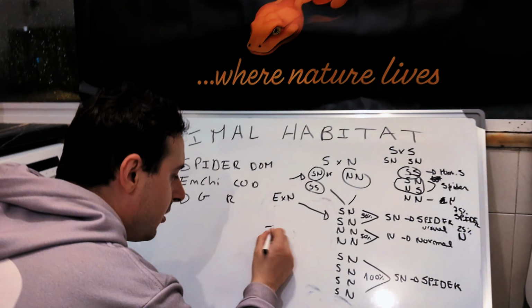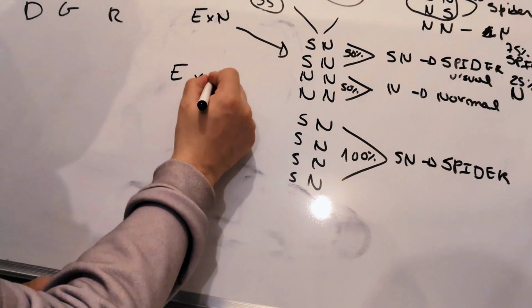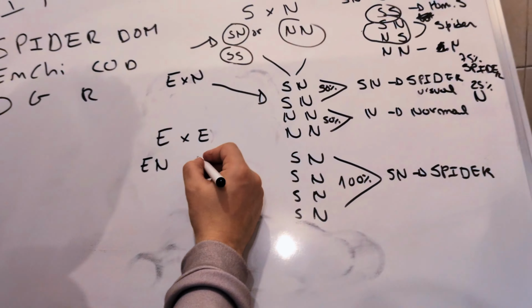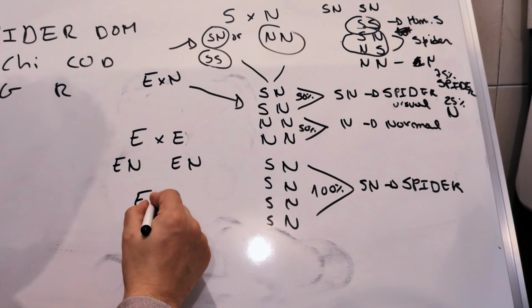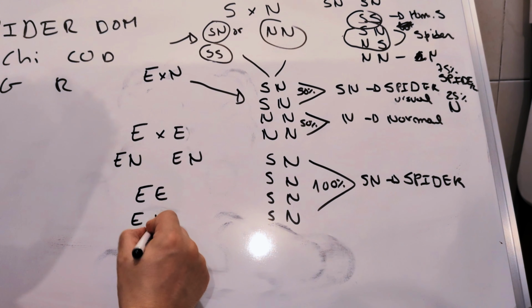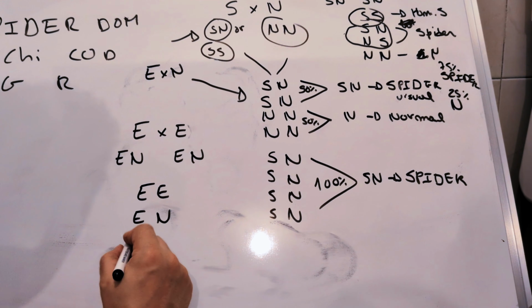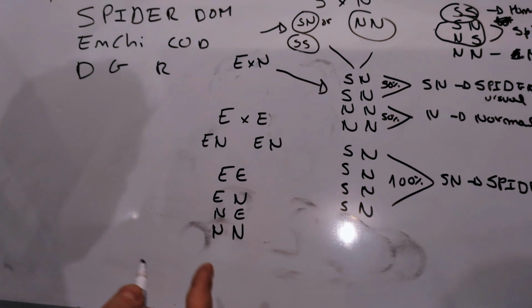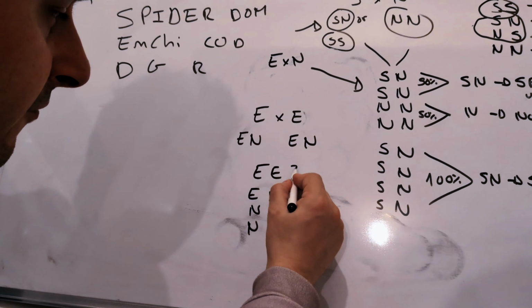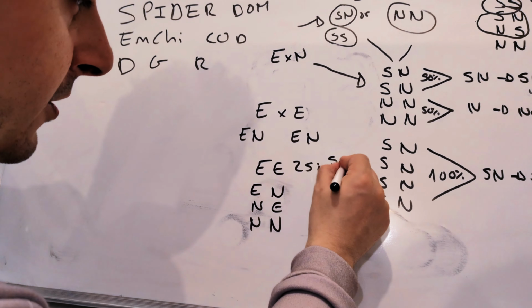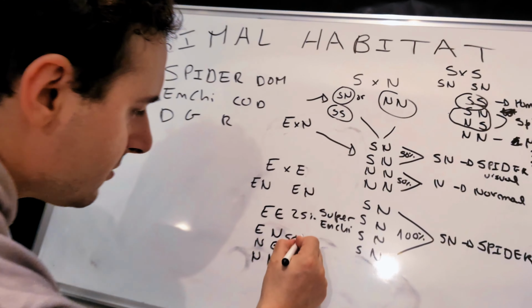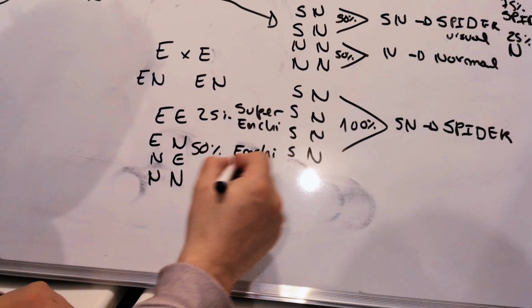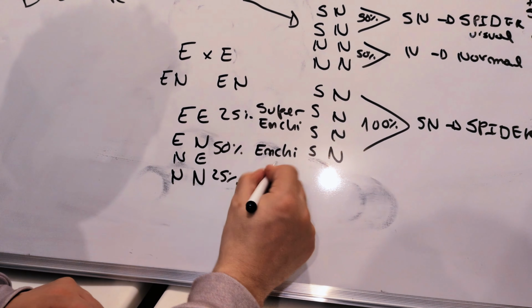In the codominant, you will have, for example, an enchi versus an enchi, which is E, N, E, N. And the probabilities would be the same: E, E, E, N, N, E, N, N. But in this case, instead of having 75% chances of having an enchi, you will have 25% chances of having a super enchi, which visually is much different than an enchi, 50% chances of having an enchi, and 25% chances of having a normal.